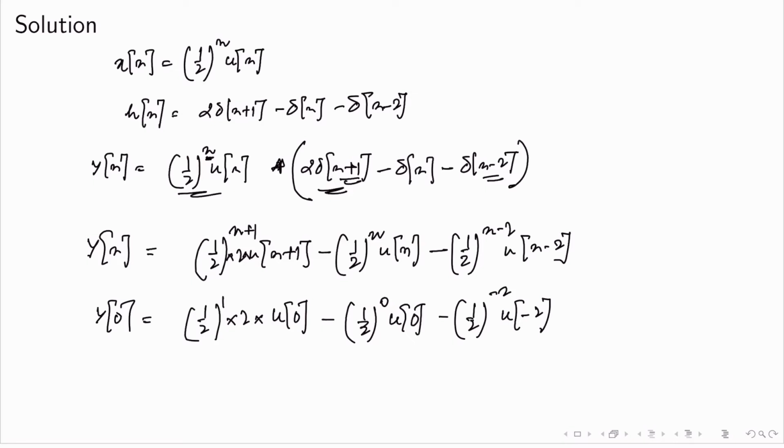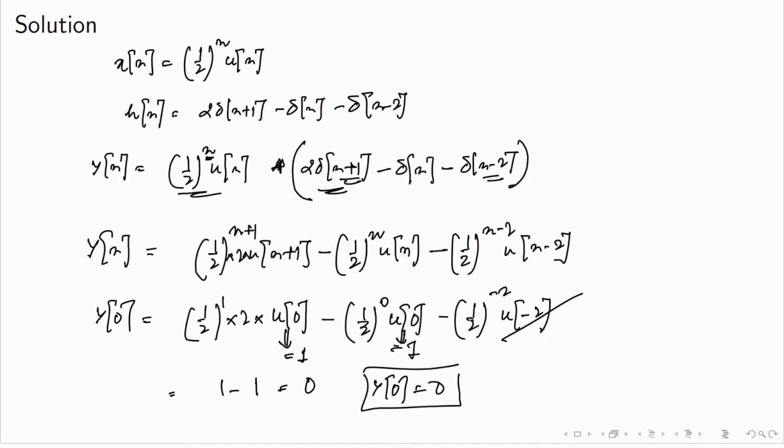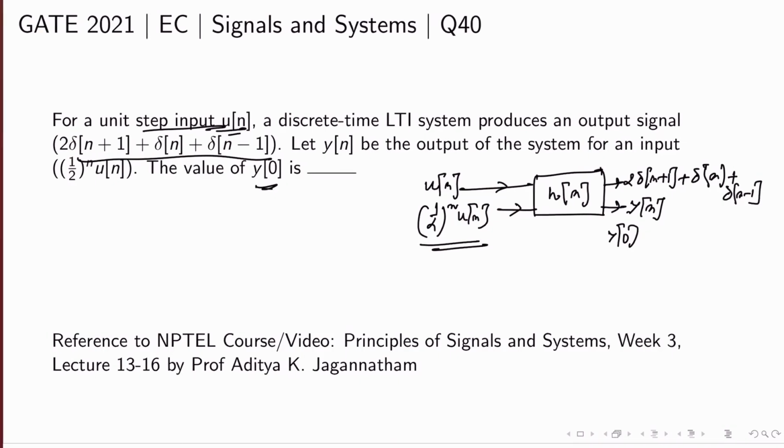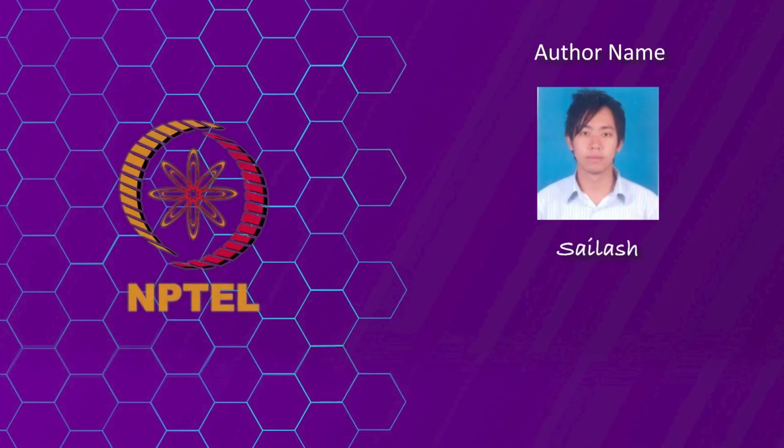And u is a unit step input, and therefore it will be 0 for negative values, and this will be equal to 1. This will also be equal to 1, and therefore half to the power of 1 into 2 is 1, minus half to the power 0 is 1, and therefore it will be 0. So y of 0 is equal to 0. So this is your final answer. So the value of y of 0 is 0.